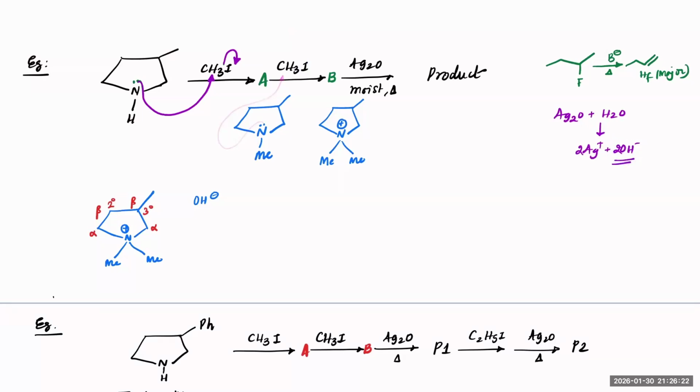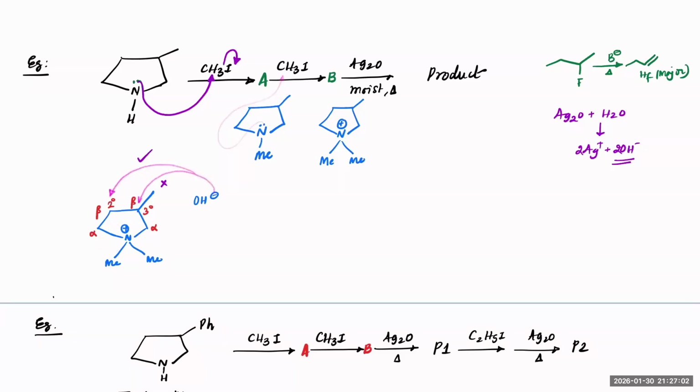And OH minus, which is a base, will try to extract a proton now. OH minus can extract a proton from this position, or from this position. But which is more feasible? This position is more feasible and this position is less feasible. Why? Because here it is a 2-degree carbon, here it is a 3-degree carbon, and you know that 2-degree carbanion character is more stable than 3-degree.